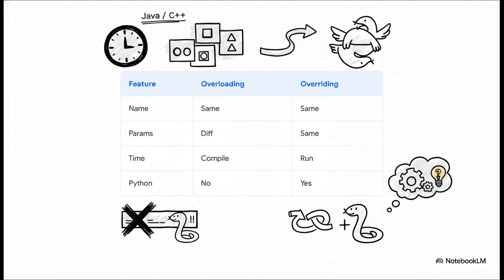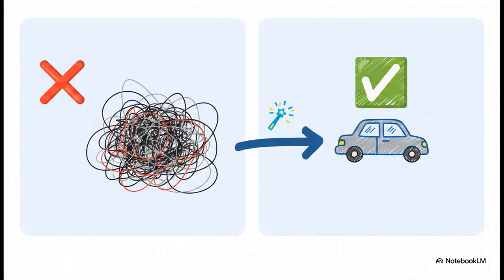But Python? Python doesn't actually support traditional overloading natively. It leans heavily on dynamic runtime overriding. However, Python developers have some really clever workarounds using default parameters and special methods. A perfect example of this workaround is overloading Python's built-in dunder methods, those ones with the double underscores.